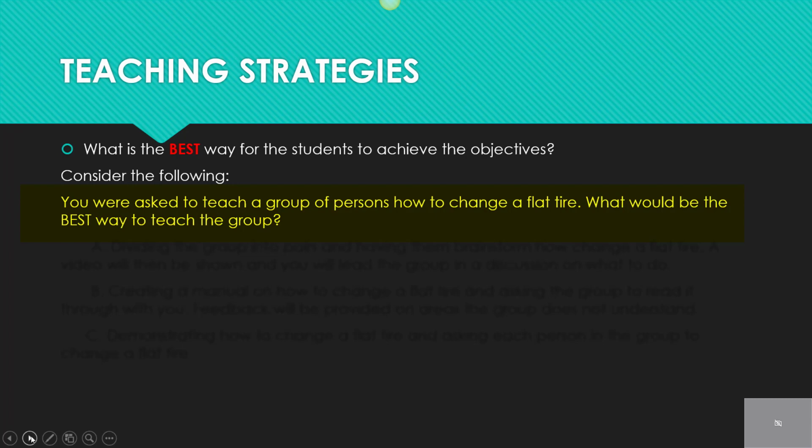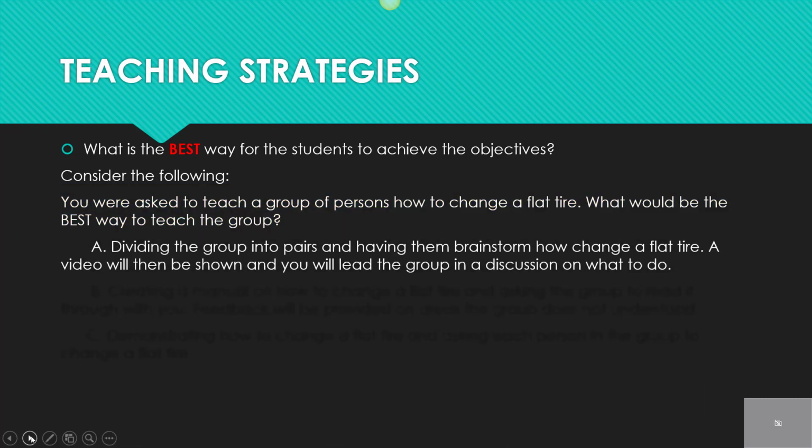So you were asked to teach a group of persons how to change a flat tire. So what will be the best way to teach the group? So let's look. All right, A says you're going to divide the group into pairs and have them brainstorm how to change a flat tire. A video will then be shown and you will lead the group in a discussion on what to do.